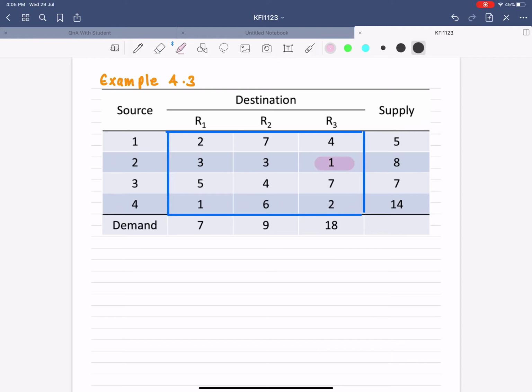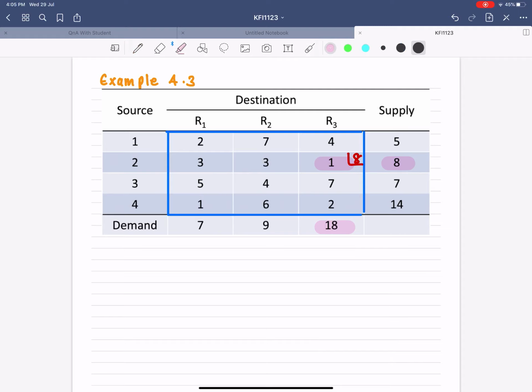Let us consider this one first, where this value is located in the second row and in the third column. So what you have to do, you need to look at the supply value in the second row and the demand value in the third column, and then compare 8 and 18. 8 is less than 18, therefore we will consider 8 to allocate here.